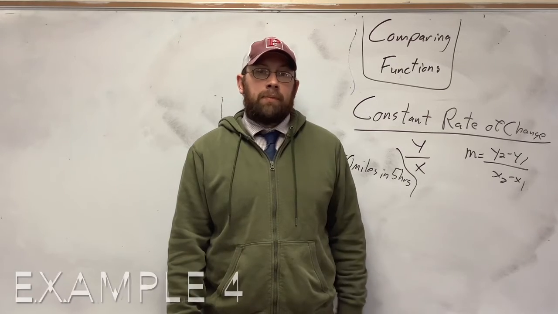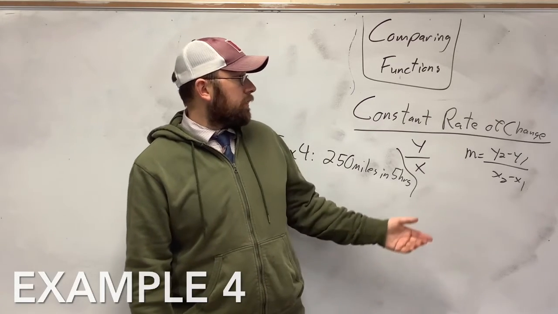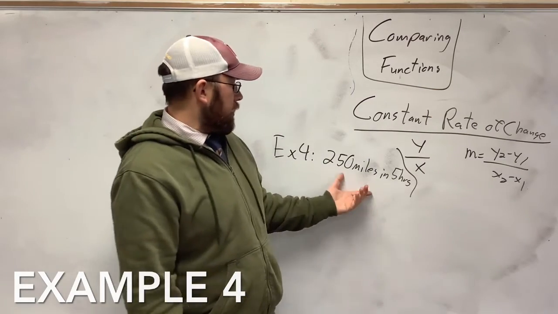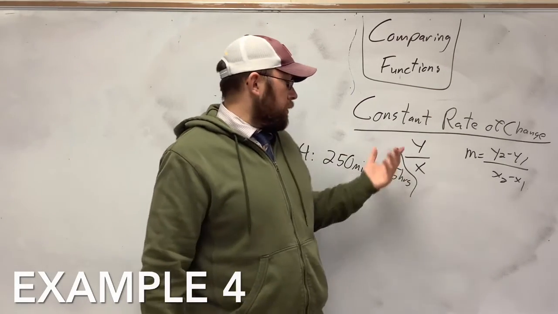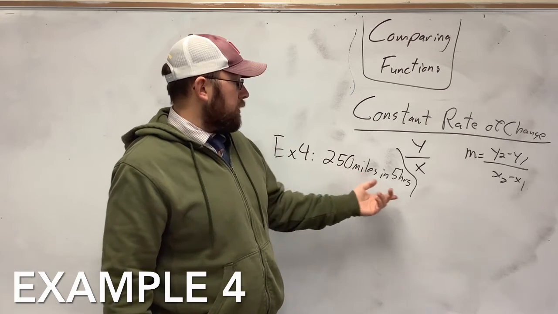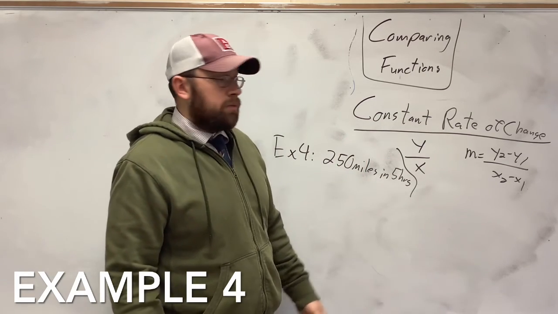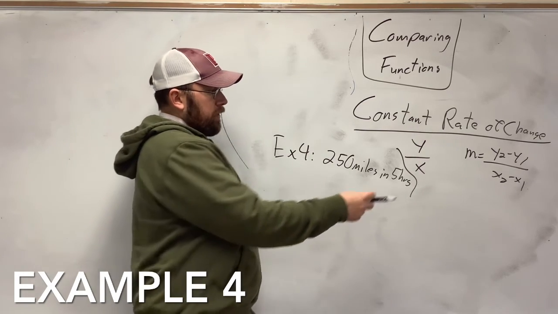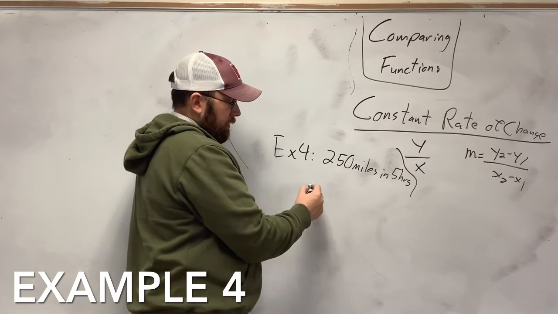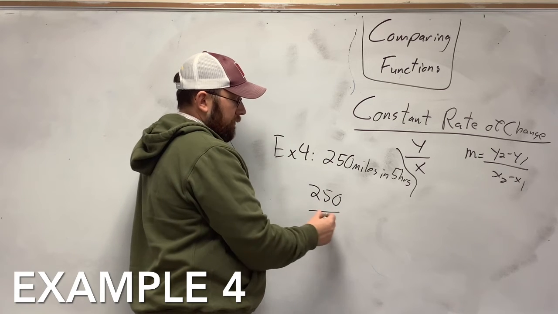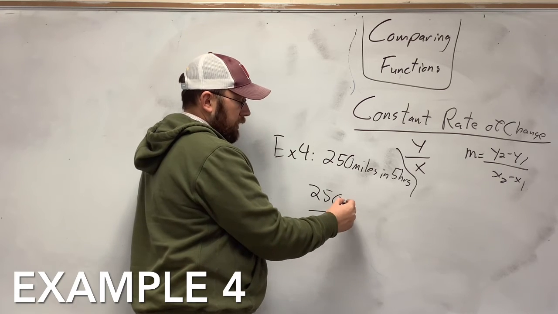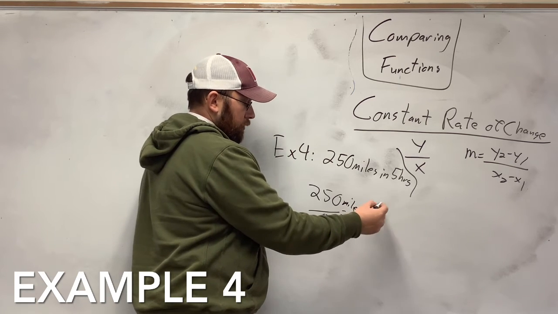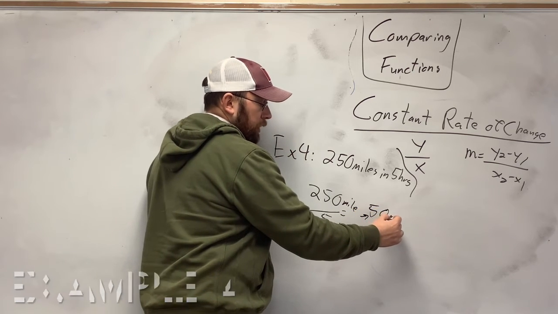All right, example 4. What is the direct variation? What is the constant rate of change? Let's say a train goes 250 miles in 5 hours. What is its rate of change? So we'll just assume it started somewhere. So in this case, you just do y over x, which would be 250 over 5. So that's miles over hours. So that will give you 50 miles per hour.